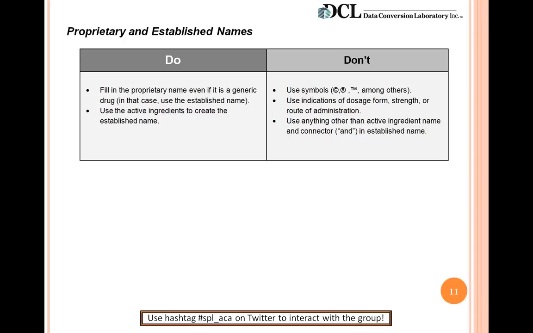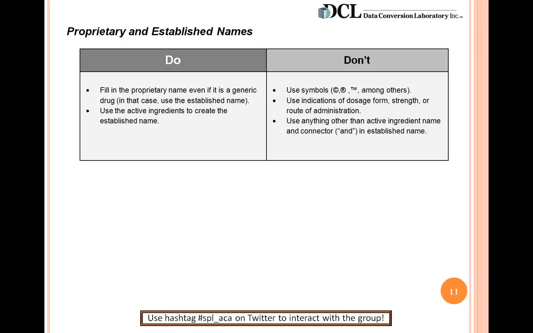Okay, now moving on to the next slide, the proprietary and establishment names. You need to fill in a proprietary name as well as an establishment name. Now, you may be manufacturing a generic drug. You don't have a proprietary name. Use the established name as the proprietary name as well. And the established name normally is created by just using the active ingredients.